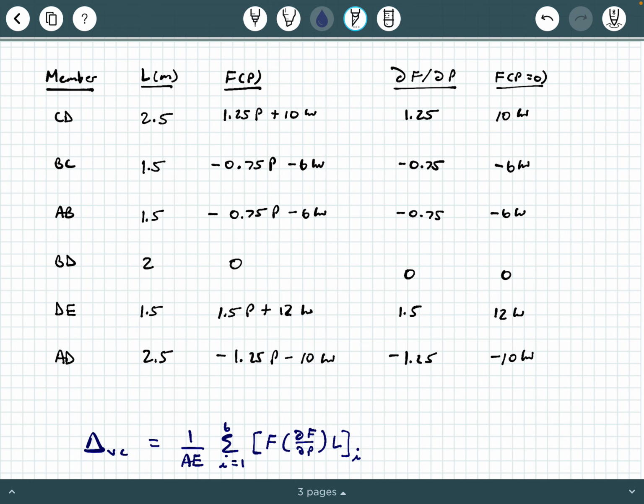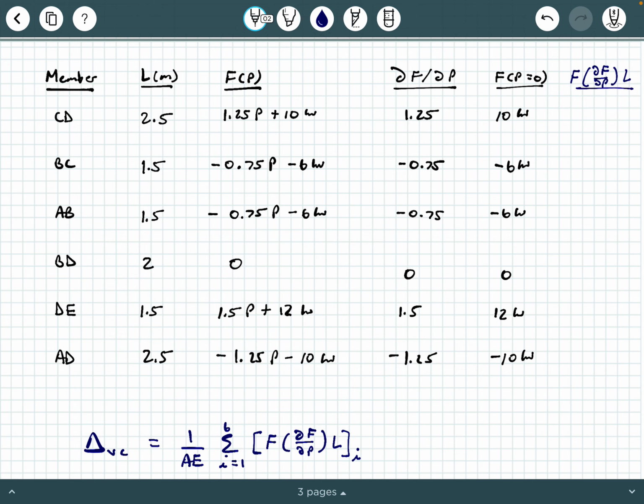But for our problem, it was kind of simple. We have the summation as i goes from 1 to 6 because we have 6 members. And then we have this product here, capital F times dF/dP times L. So watch what I can do here. I can make a column here of that product, F dF/dP times L, okay?